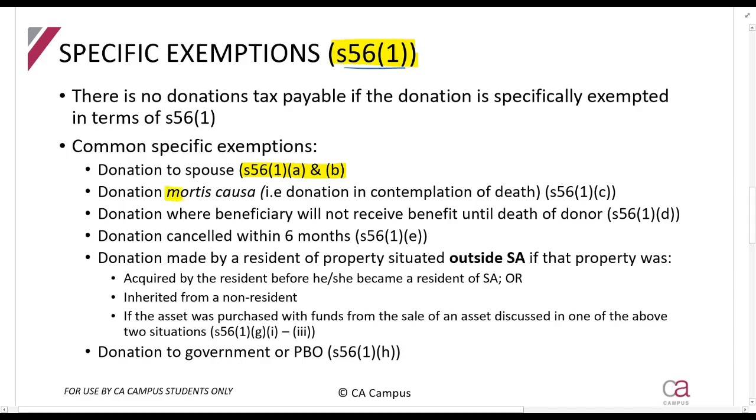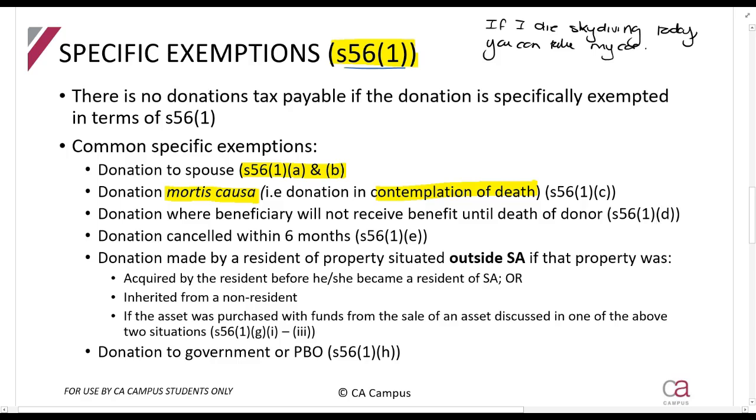Donations mortis causa. This one we've heard, and you might recall. Let me remind you what that means. Donation mortis causa means it's a donation in contemplation of death. This is the easiest example to use. This is when I think I might die doing something. So I say, if I die skydiving today, you can take my car. That is a donation mortis causa.